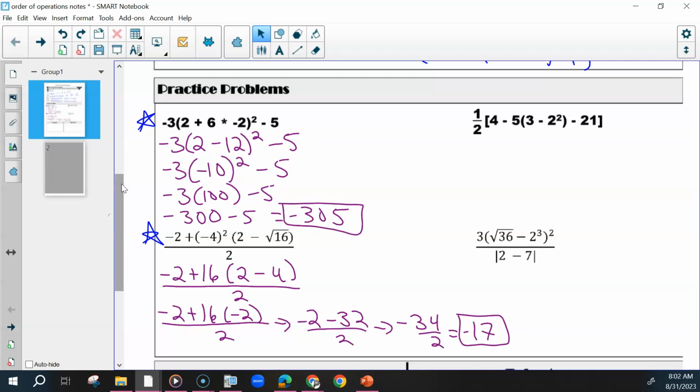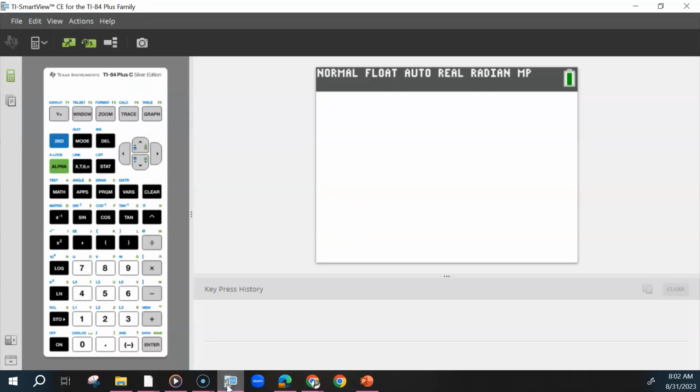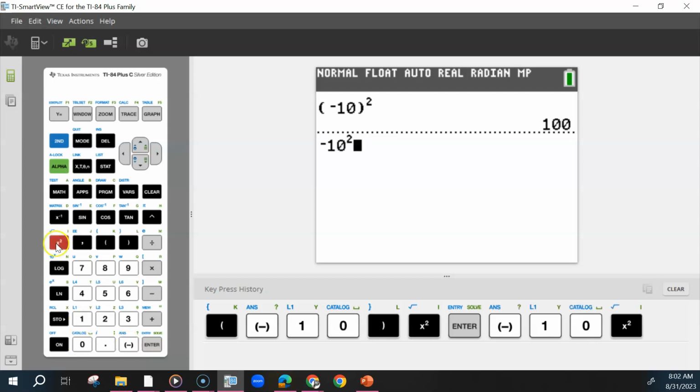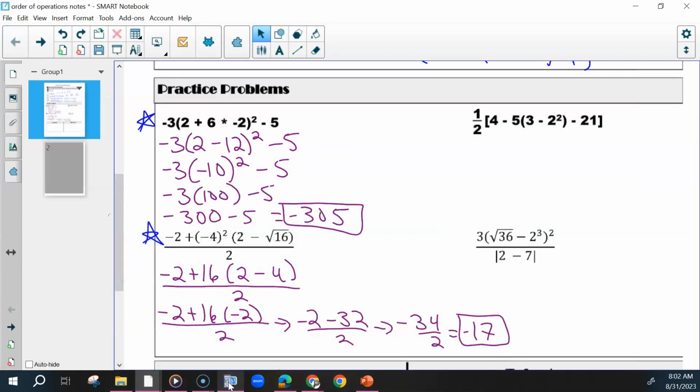Here, when you take something and you square it, if you're putting it in your calculator, put a negative in parentheses and put the square on the outside. You get a positive. Think about this like negative 10 times negative 10. You're going to get a positive. If you put negative 10 squared, you're going to get a negative because this is really saying negative 1 times 10 squared. It's two different things. So it should be a positive.